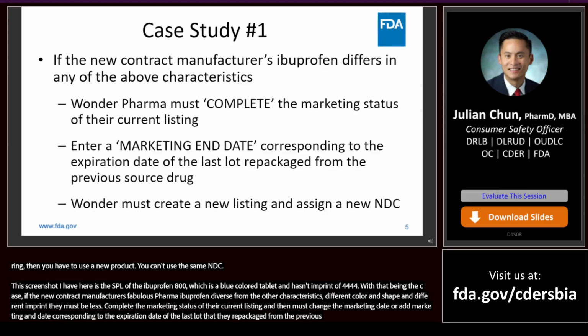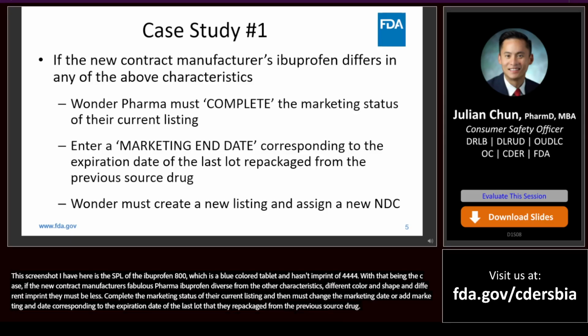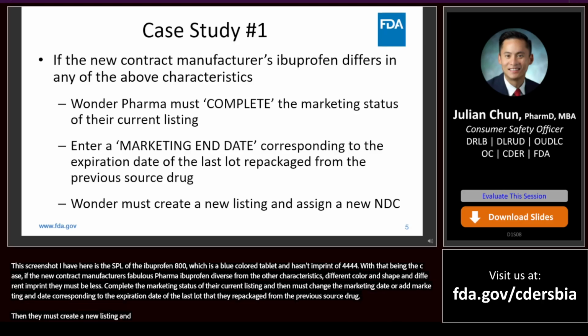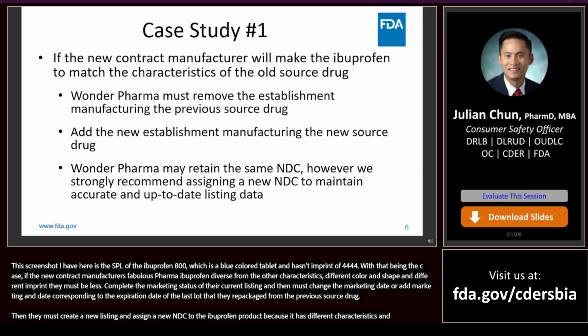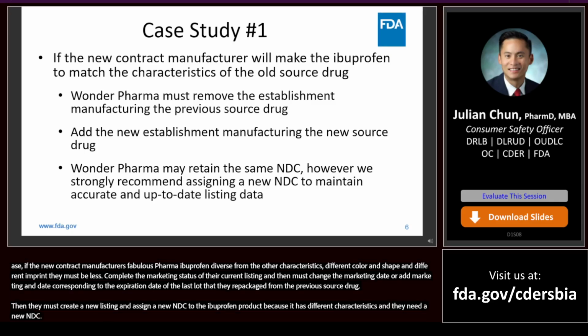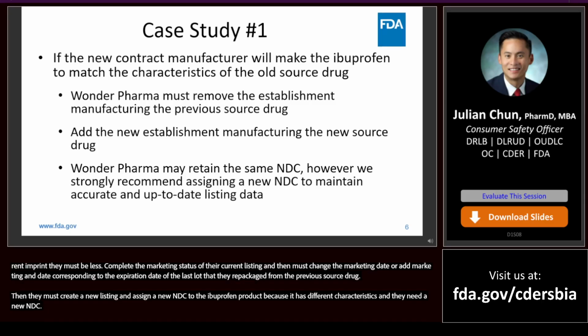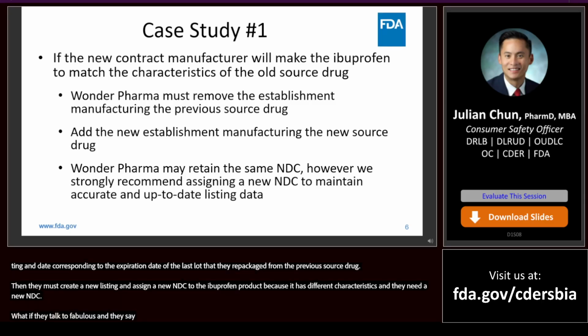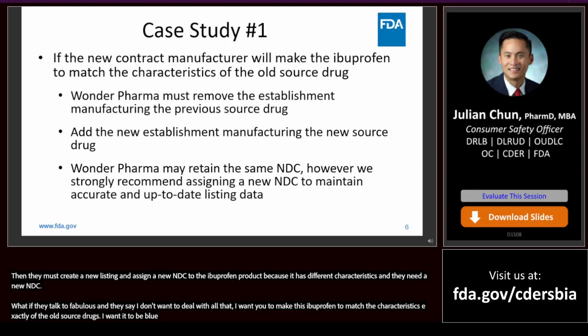And then they must create a new listing and assign a new NDC to their ibuprofen product because it has different characteristics. So they have to have a new NDC. Okay. Well, what if they talk to Fabulous and they say, "Hey, I don't want to deal with all that. I want you to make this ibuprofen to match the characteristics exactly of the old source drug. So I want it to be blue. I want it to have an imprint of 4444." Well, after they do that, does that mean they don't have to make any changes to the listing?